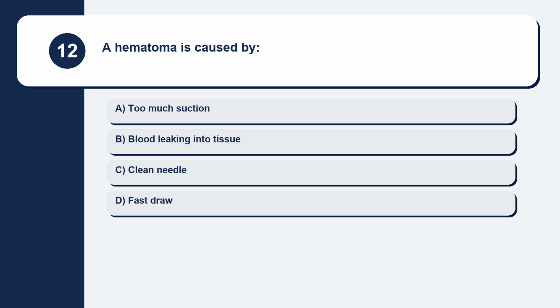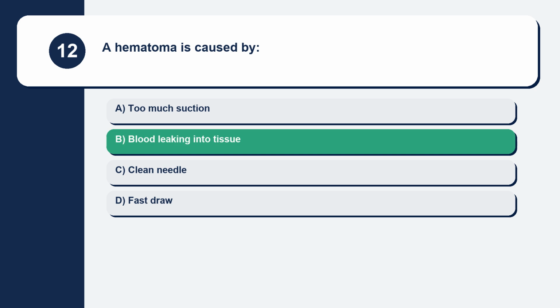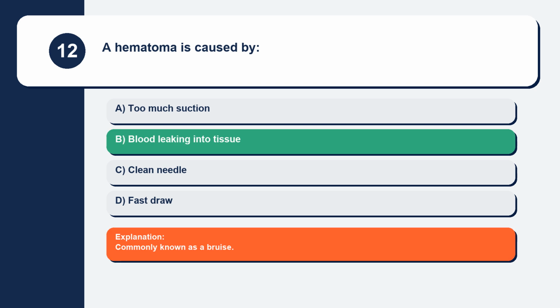Question 12. A hematoma is caused by too much suction, blood leaking into tissue, clean needle, fast draw. Commonly known as a bruise.